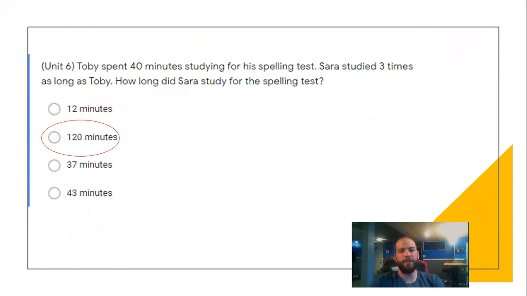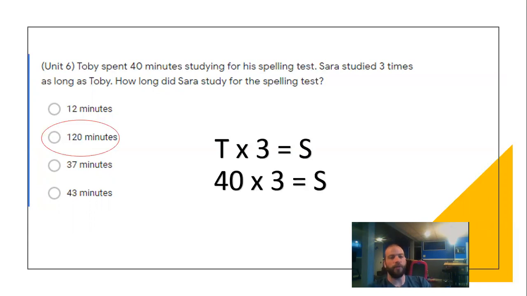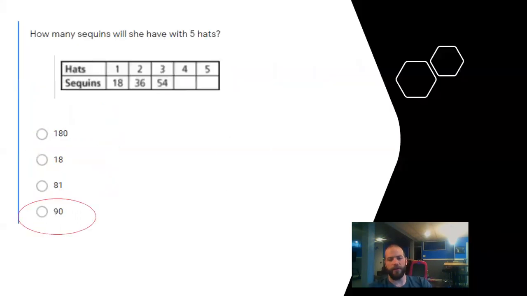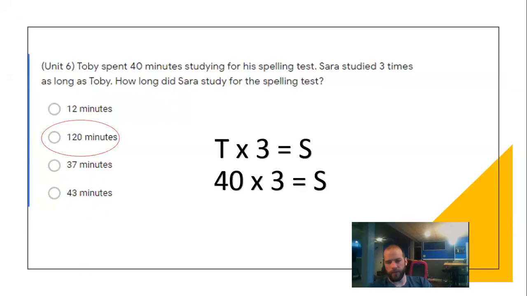Unit 6, Toby spent 40 minutes studying for a spelling test. Sarah studied 3 times as long as Toby. How long did Sarah study for the spelling test? So, from reading it, who studied longer? Sarah. So that gives you an idea. Oh, okay. So if she studied longer, that means I should probably multiply or add. Well, 3 times Toby. Toby times 3 equals Sarah. So they tell us Toby equals 40. So 40 times 3 equals Sarah. Therefore, Sarah equals 120 minutes.